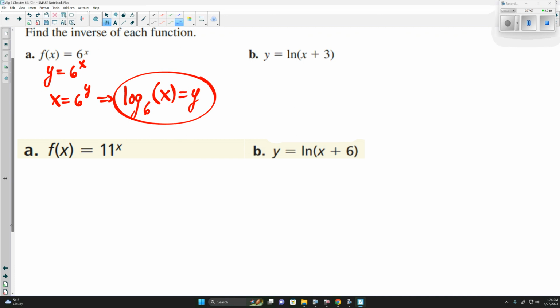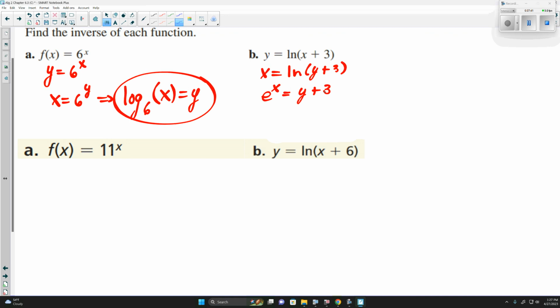Let's look at B. Now, they didn't write it as f of x, they already have it as y. So we don't have to rewrite it. We just need to flip x and y. So we have x is equal to ln of y plus 3. Now we do have the ln, so we want to rewrite this one as an exponential. The base is understood to be e. So we'd have e to the what? x is equal to y plus 3.